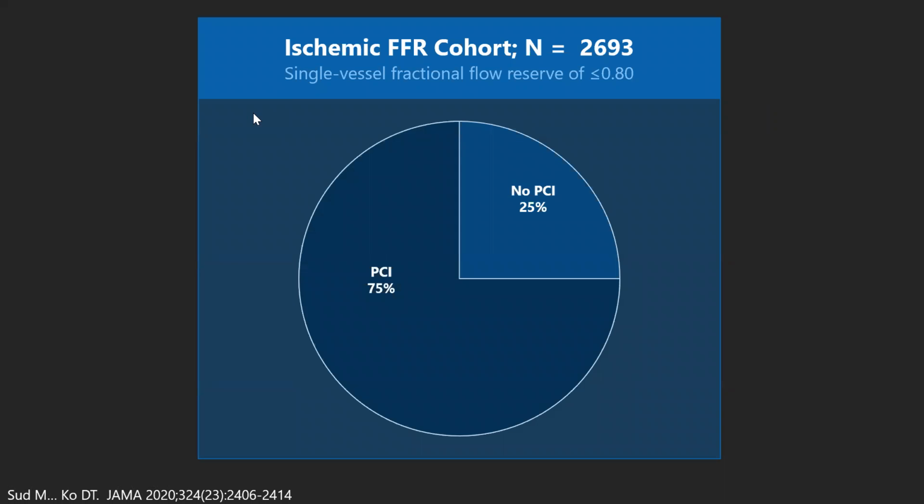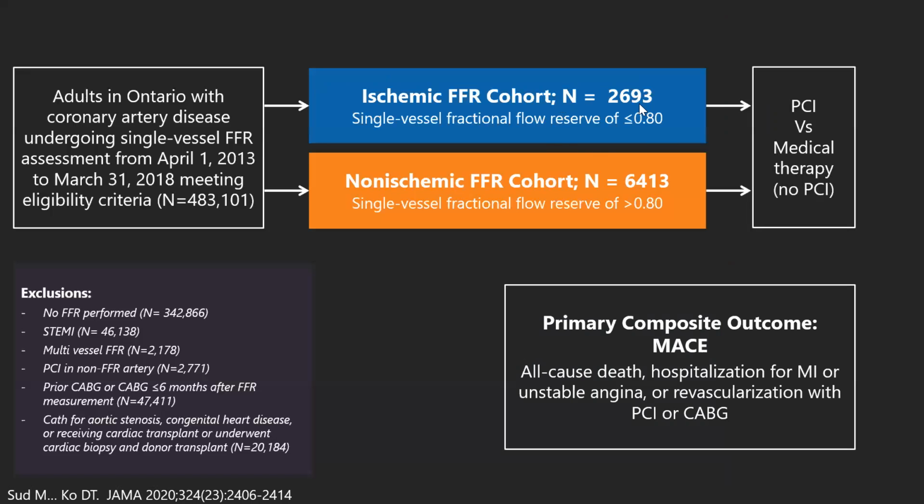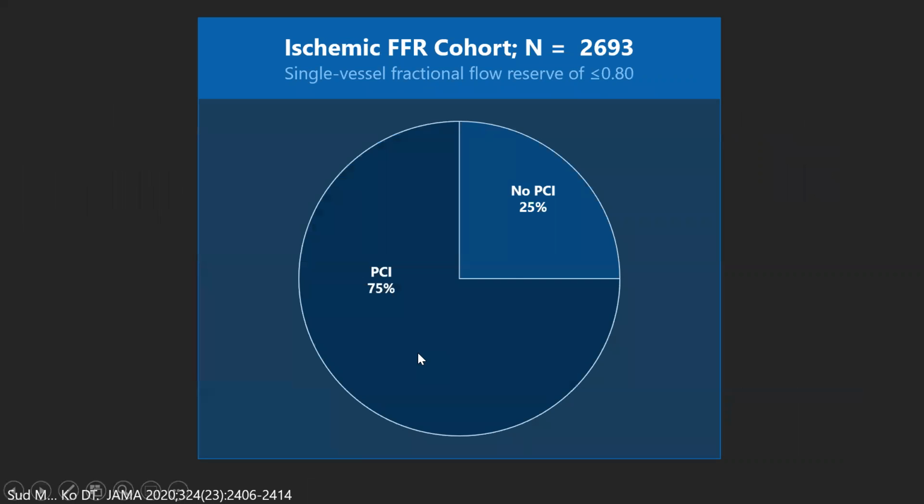One cohort is people with ischemic FFR, about 2,600 patients, and there's a non-ischemic cohort of about 6,400 patients, and we use similar outcomes. We have mortality, hospitalization, revascularization, and so on.